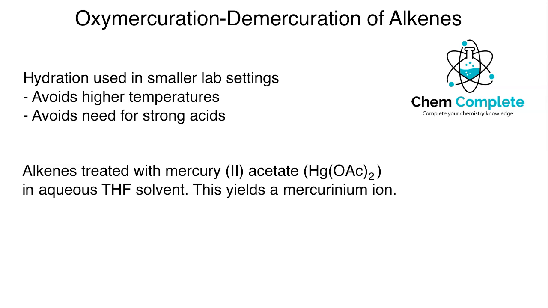I am going to take a look at another hydration reaction for alkenes today. This particular one is the oxymercuration-demercuration reaction for alkenes, which will turn the pi bond into a hydroxyl group or an alcohol functional group. So we are going to take a look at all the specifics for this reaction coming up on the channel right now.